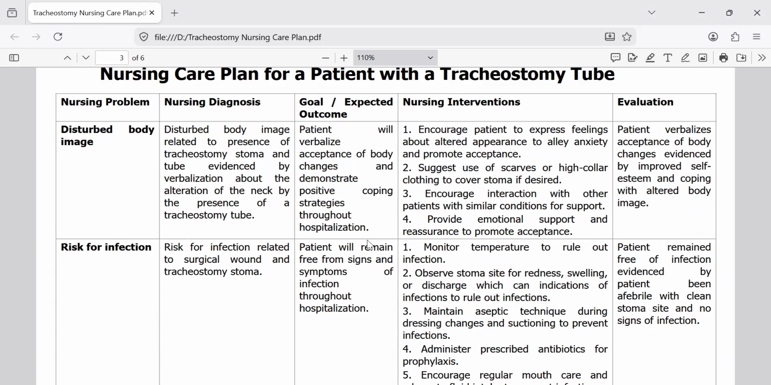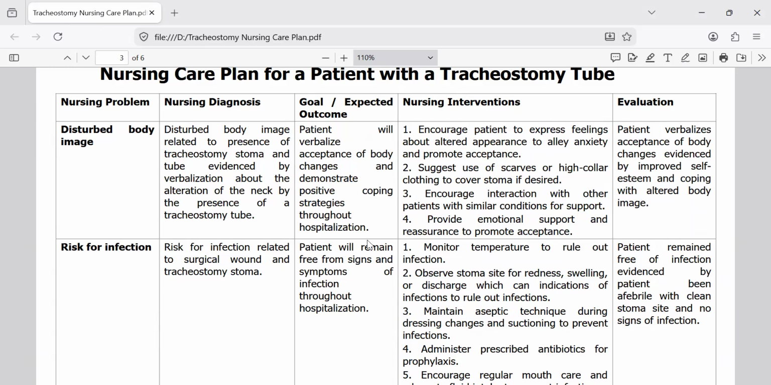Number 2, I will suggest use of scarves or high collars or clothes to cover the stoma if desired, to prevent people from seeing the stoma. So they can wear clothes with high collars so that they can hide it, or they can put on scarves, or other clothes high enough to cover the neck. Number 3, I will encourage interaction with other patients with similar conditions for support. That is very clear.